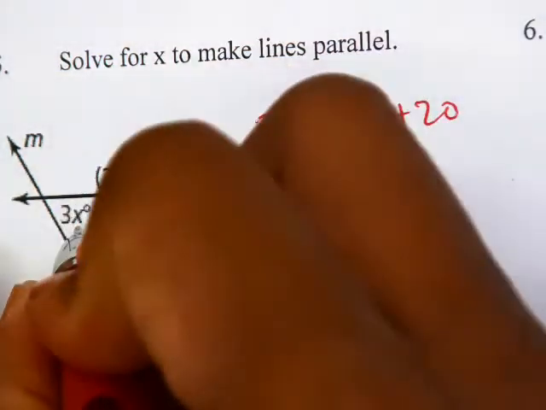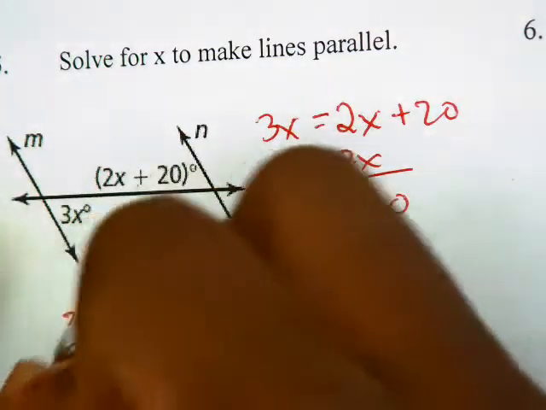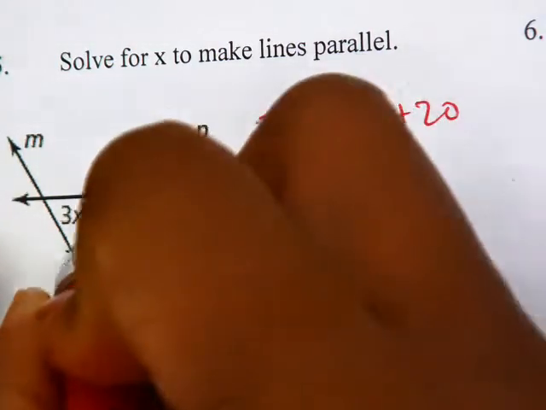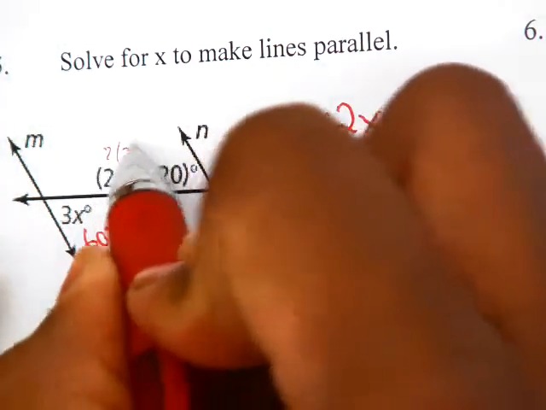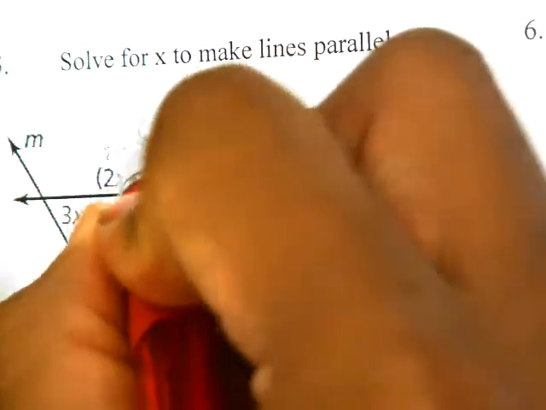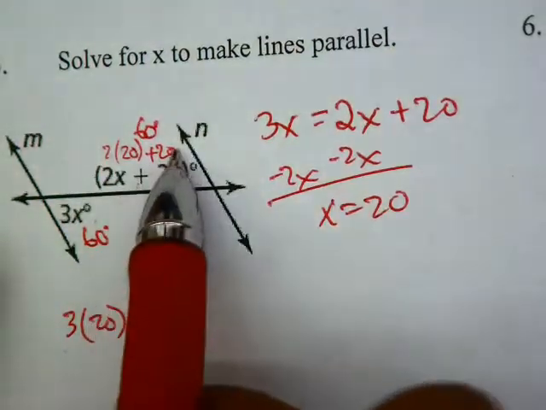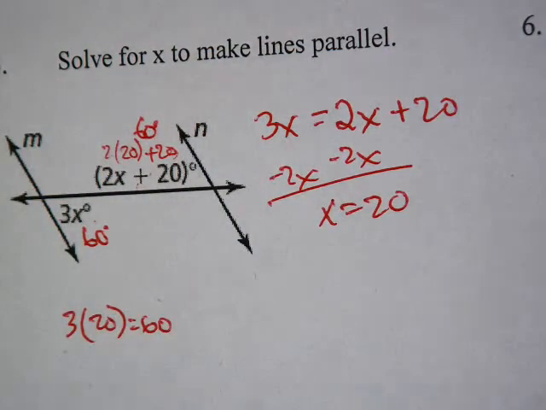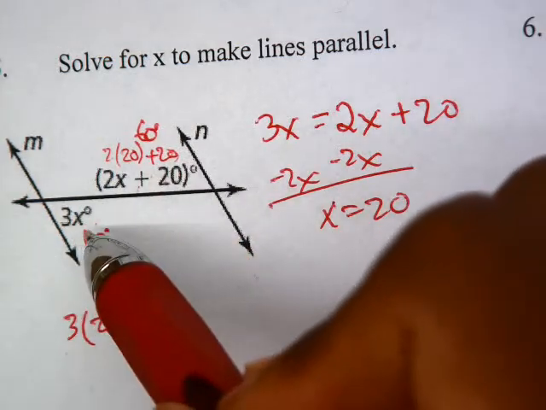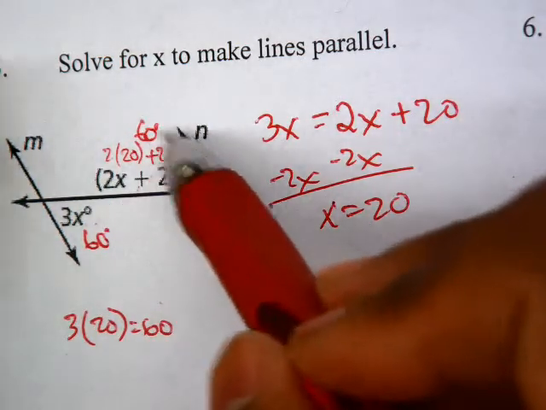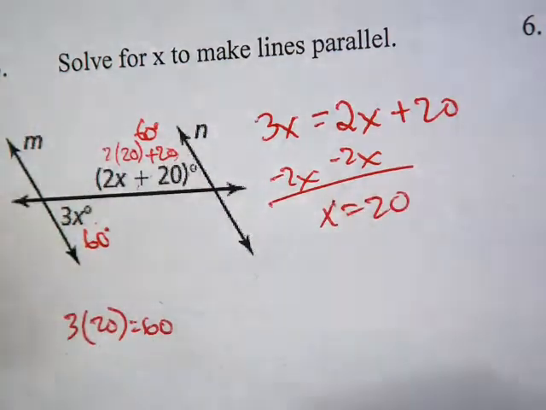If I plug that back in, I get 3 times 20, which is 60. This is 60 degrees. And if I do 2 times 20 plus 20, that's also 60 degrees. So you can see both of these are 60. If both of these are 60, that means that these alternate interior angles are equal. And if alternate interior angles are equal, that means those lines should be parallel.